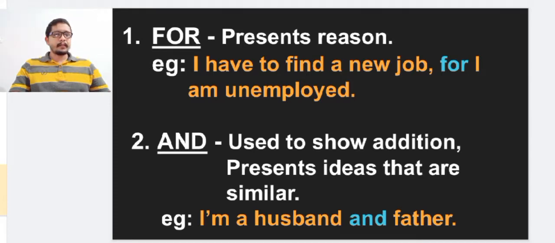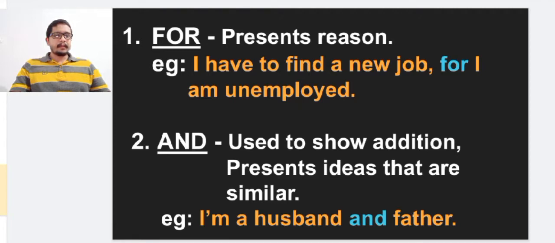So we have to understand an important rule here. Here the two parts are two independent clauses. Independent clauses means a part of the sentence that can stand by itself and give complete sense. So here the first independent clause is 'I have to find a new job'. It can stand by itself and we get a complete sense. And the second independent clause is 'I am unemployed'. 'I am unemployed' also gives complete meaning. So there are two independent clauses in this sentence, and they are connected by the coordinating conjunction 'for'.